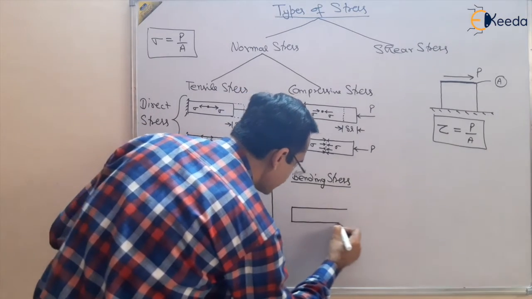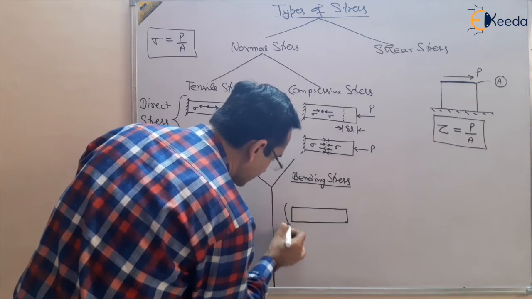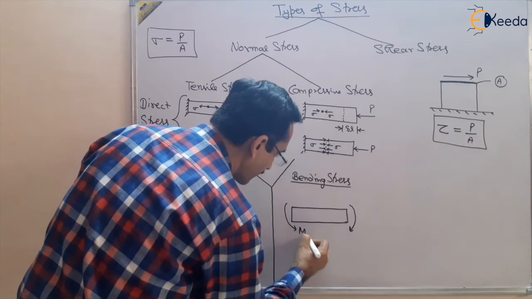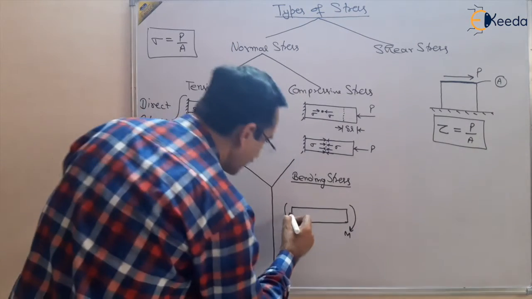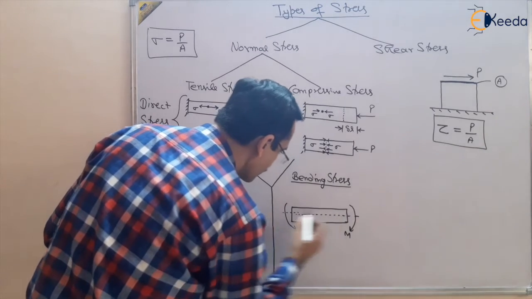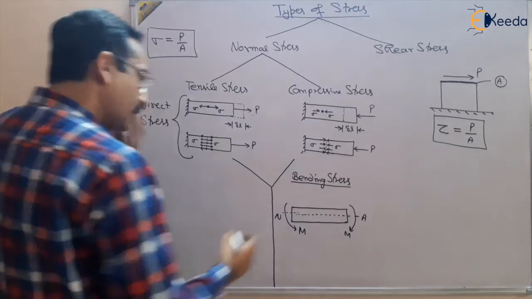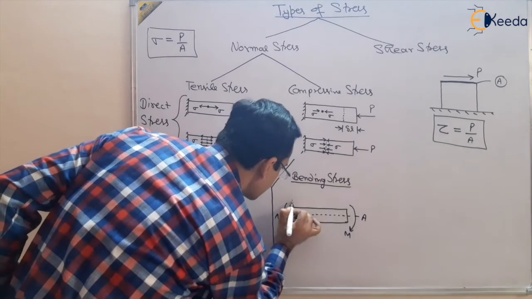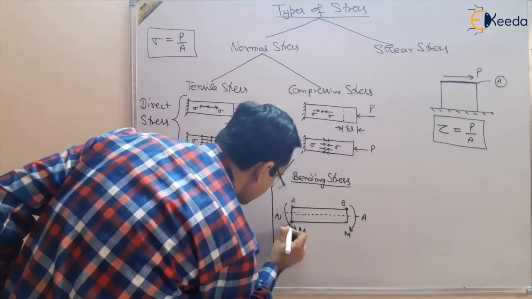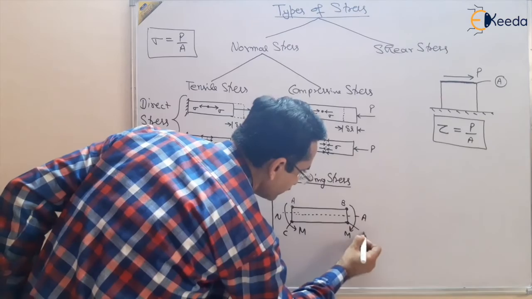Suppose this is our beam, and a hogging bending moment is applied, and this is the neutral axis. Suppose I am showing here this part is A, this part is B, this part is C, and this part is D.